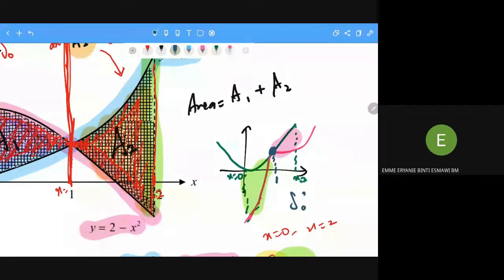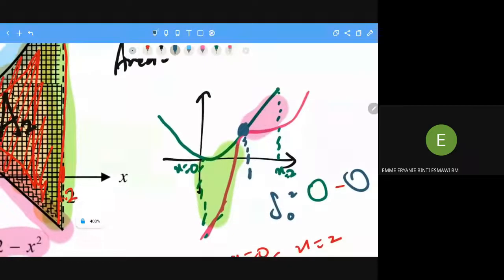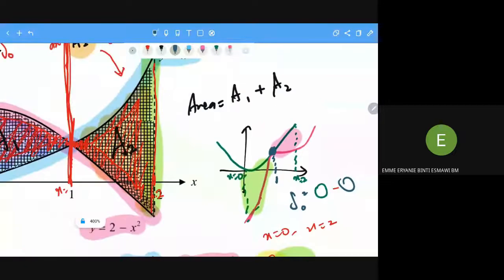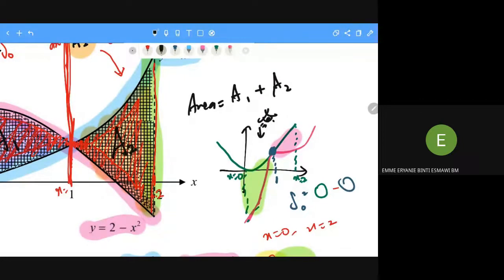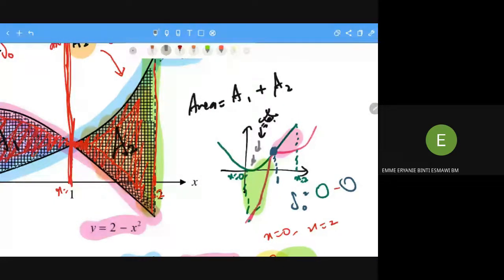Daripada 0 sampai 2. Function color hijau. Color hijau. Tolak function color biru. Sebab apa untuk yang ni, kita boleh buat macam tu. Okay, sebab the main reason is the third answer yang saya letak dekat poll itu. It's because when we want to look at the function from the x-axis on top of the x-axis, kita tengok kat sini, cuba bayangkan ini kan. Saya tengok ke bawah. Oh, green function.